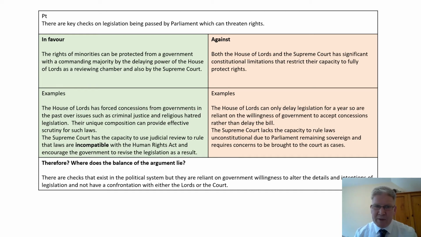The Supreme Court also has the capacity to use judicial review to say that laws are incompatible with the Human Rights Act and therefore encourage the government to revise legislation as a result.